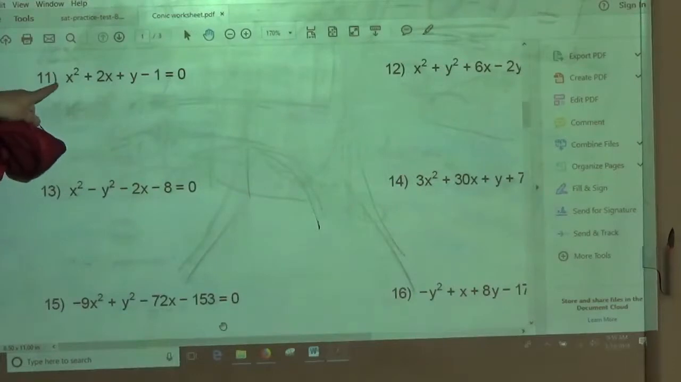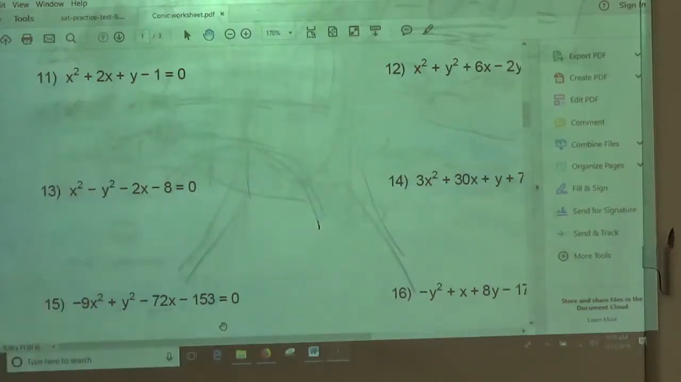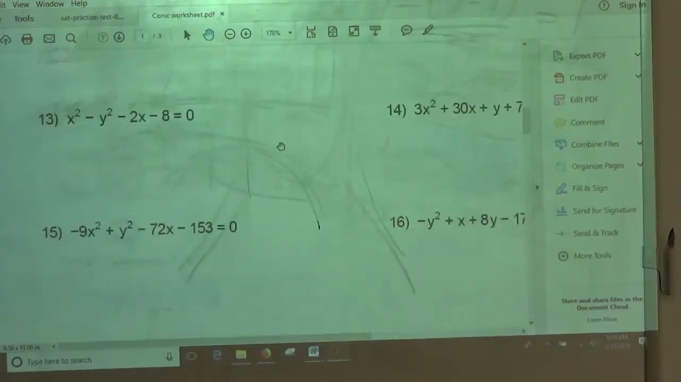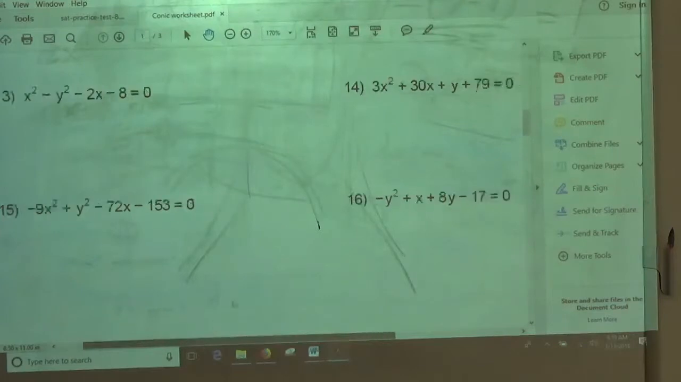Okay, now what happens here? What do you see? X squared, but y. So what is it? Parabola. Not hard, right? Okay, next one. All right, not a parabola. Why? Because they're both squared. Okay, what do you notice in between? There's only one conic section that has a negative in between. Hyperbola. Okay? Getting easier?